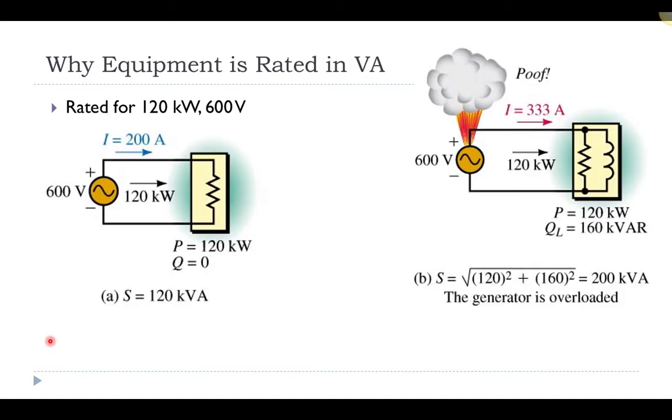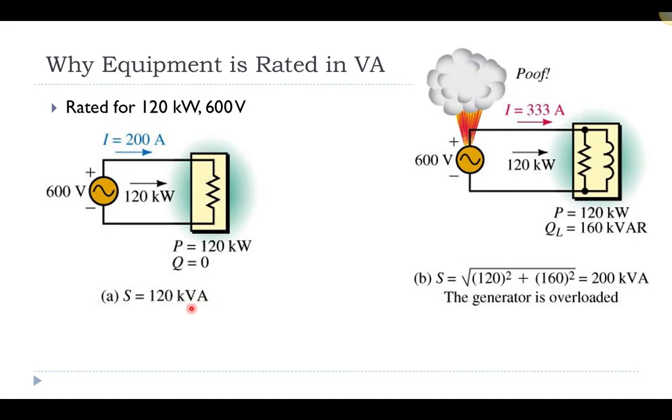Let's consider an example. Why do we want to rate equipment in terms of apparent power rather than real power? So here's an example. Suppose that I had some device that was rated for a real power of 120 kilowatts and a maximum voltage of 600 volts. So I only have a resistor in this particular circuit, and suppose that I have this resistor set up so that it is drawing the maximum amount of power possible, so 120 kilowatts. I don't have any reactive components like a capacitor or an inductor in this circuit, so the reactive power is 0. So that means my total apparent power for this circuit is all real power, and it's just 120 kVA.